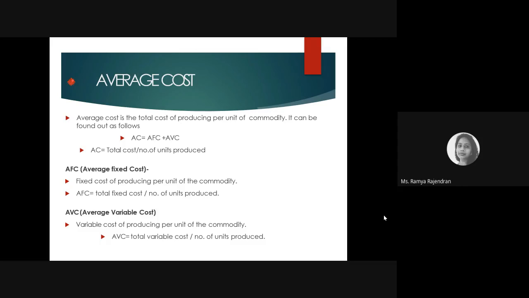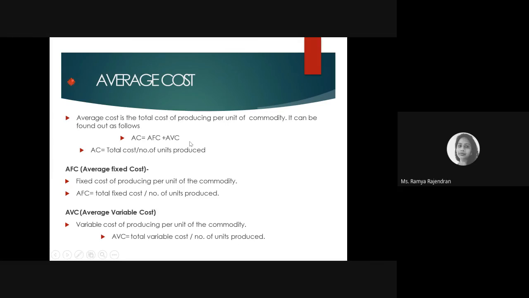Okay, so how do you compute this? First, you compute your average fixed cost, and then you compute your average variable cost, and then you sum it up. Okay, there are two ways of computing it. You divide the total fixed cost by the number of units produced, and then you divide the total variable cost by the number of units produced, and then sum it up.